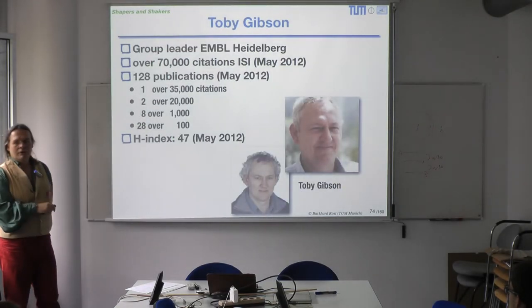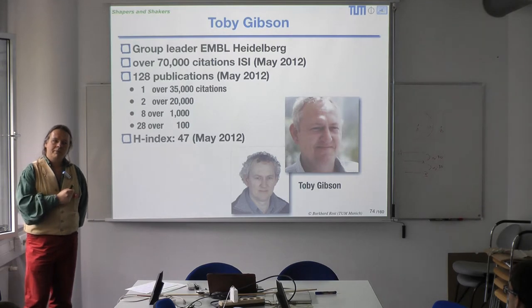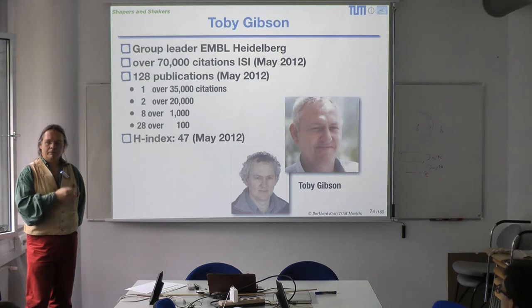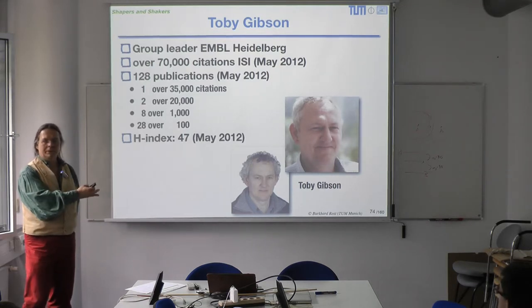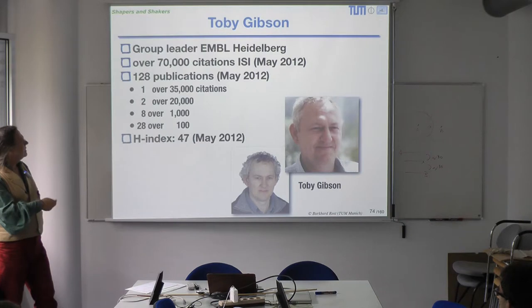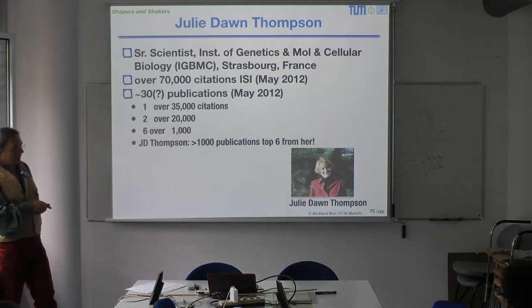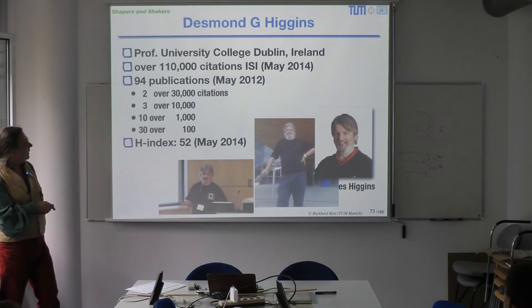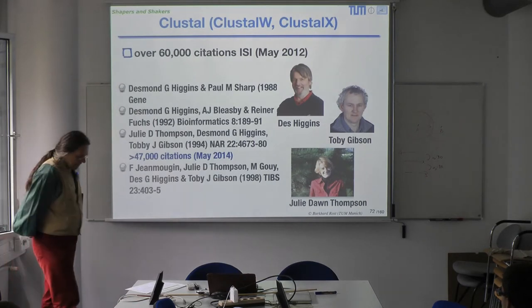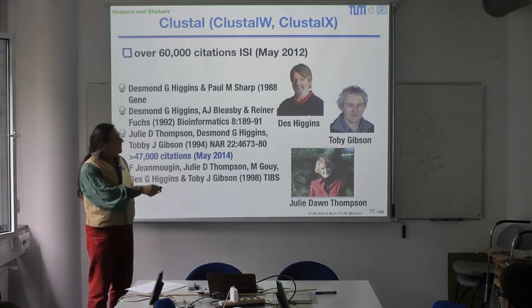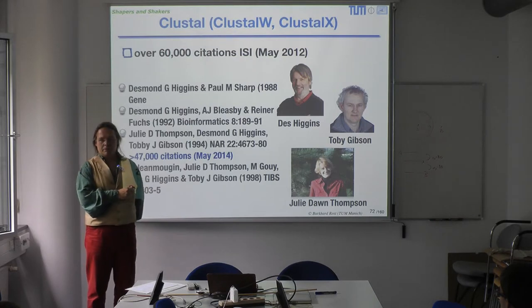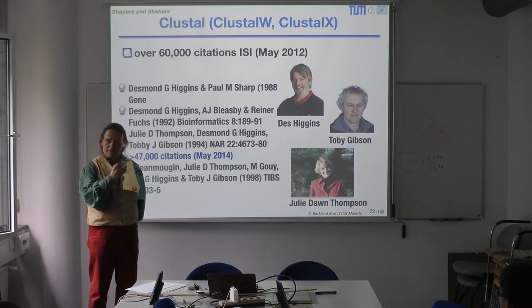Toby Gibson, we talked about why we need alignment methods. Computers do things faster. Some people do it better visually. Toby is one of those people. He aligns sequences on the same papers, similar track record, is not at the EMBL. Julie is the third in the team. And the point that I want to make here is Des is the one who does the algorithm. Toby is the one who does the visual alignment. Julie does the visual interface.